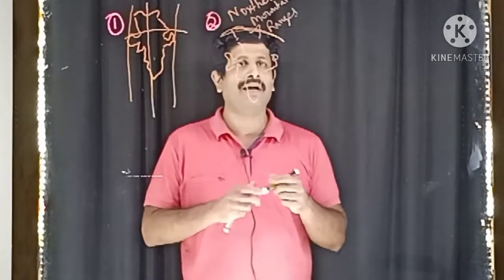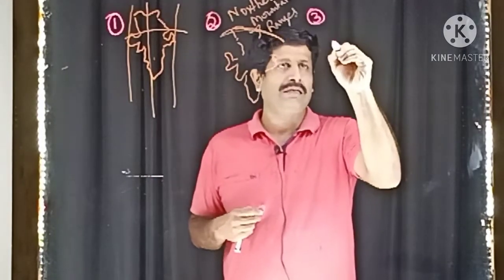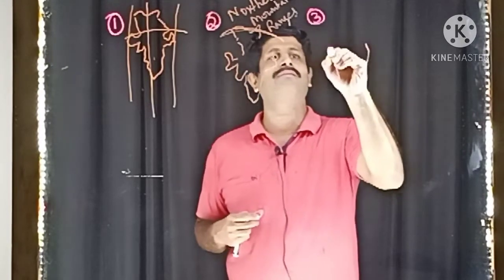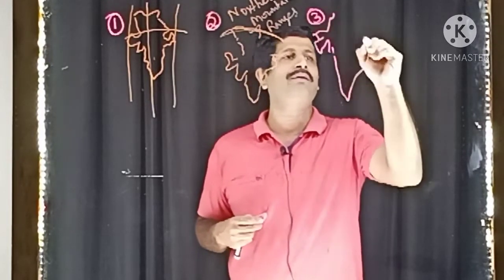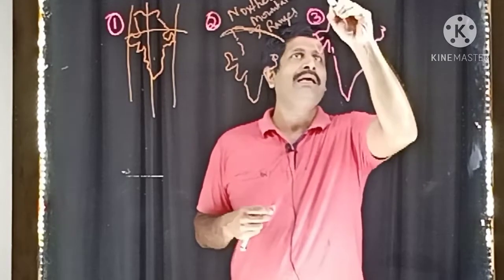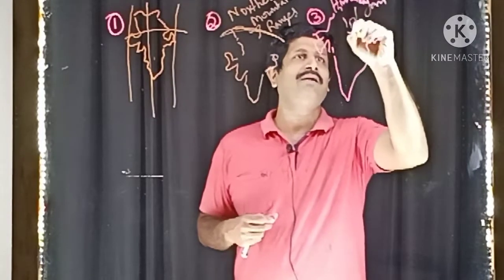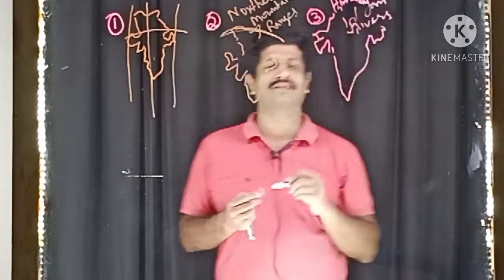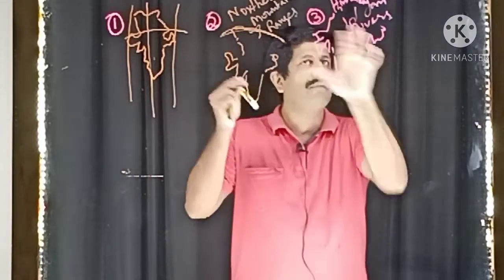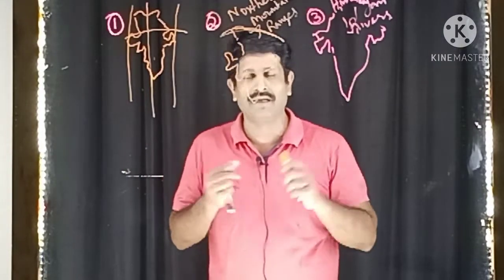Now the third map you had to do. You had to stick the Indian map and do the Himalayan rivers. Only the Himalayan rivers you had to do. The third map is all about the Himalayan rivers.